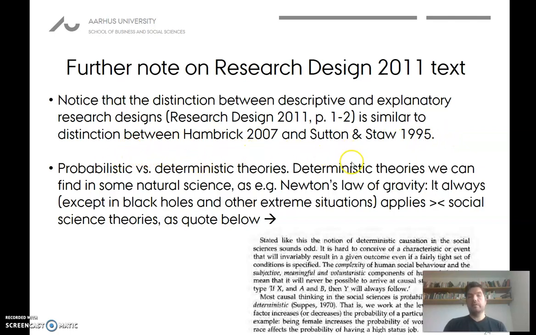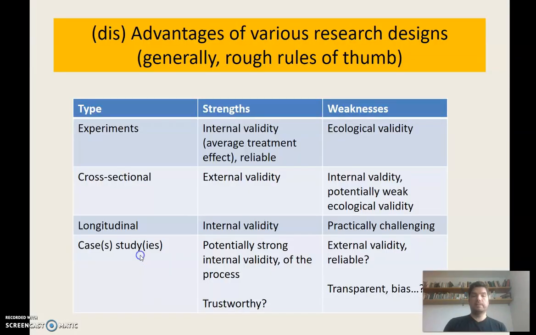Again, as I've talked about in physics, we can expect deterministic theories that always explain what is going on, like the law of gravity. While in social science, we just have to accept that it's always going to be probabilistic theory. Likelihood. We can, on average, explain more based on these variables than without them. Just to highlight the point here.